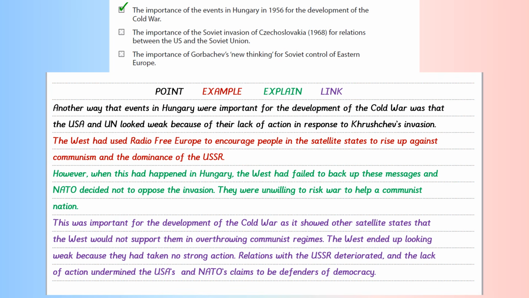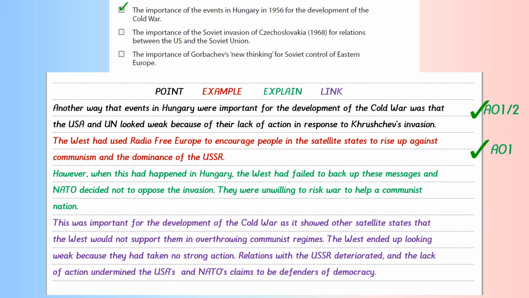This was important for the development of the Cold War, as it showed other satellite states that the West would not support them in overthrowing communist regimes. The West ended up looking weak because they had taken no strong action. Relations with the USSR deteriorated, and the lack of action undermined the USA's and NATO's claims to be defenders of democracy. And again, in that significant purple section, notice how I've reused a part of the question to really show the relevance of my explanation.